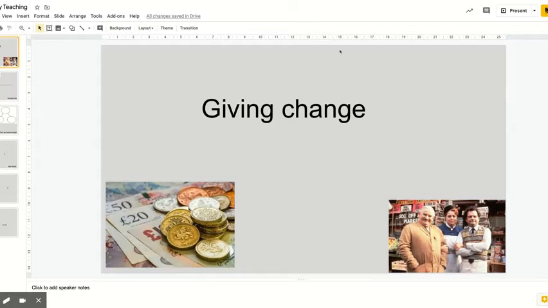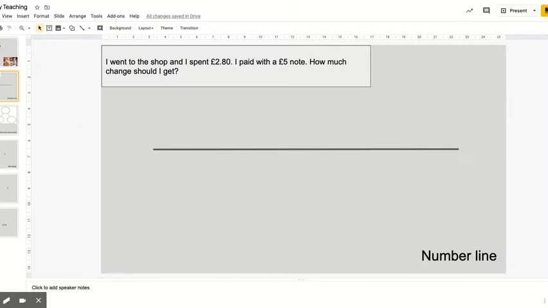Right, so I'm going to teach you two methods of finding change, and then we're going to talk about bar models as well. So I'm going to show you how to use the number line to find some change. The text up here says, I went to the shop and I spent £2.80. I paid with a £5 note. How much change should I get?